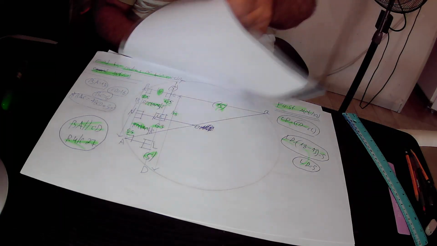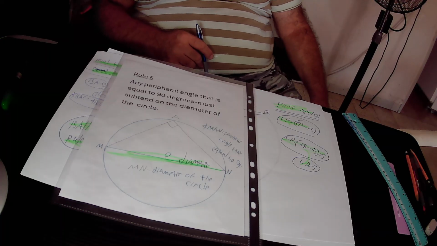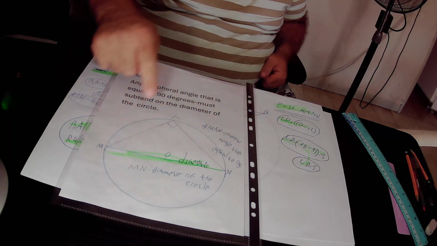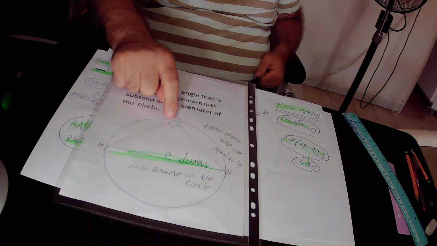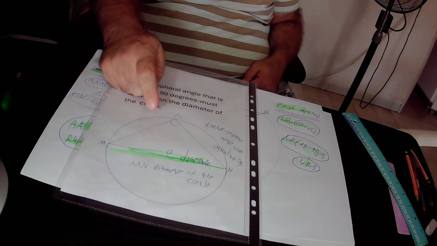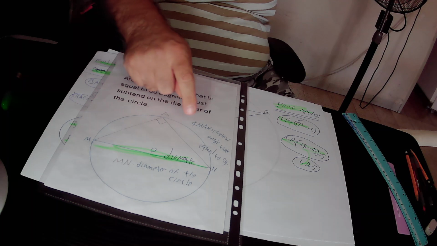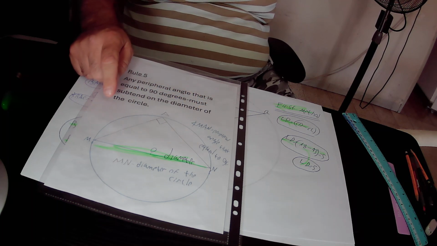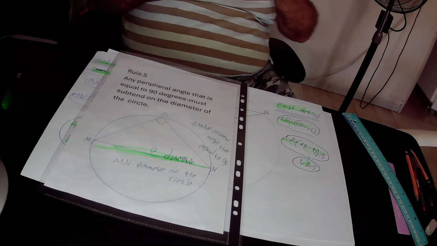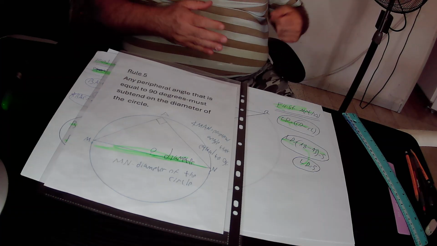Repeat quickly rule 5: any peripheral angle that is equal to 90 degrees in size must subtend on the diameter of the circle. In the drawing, we have a circle. This is peripheral angle MAN, which is equal to 90 degrees in size, and according to rule 5, peripheral angle MAN must subtend on the diameter of the circle. And indeed, peripheral angle MAN subtends on MN, which is the diameter of the circle. So according to rule 5, any peripheral angle that is equal to 90 degrees in size must subtend on the diameter of the circle.